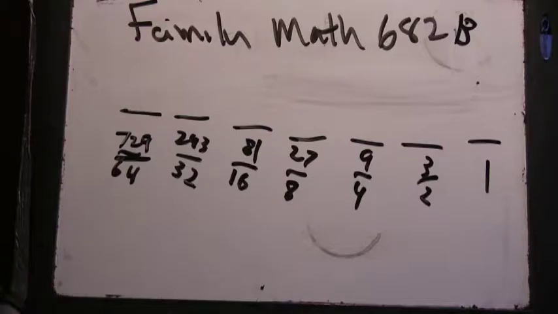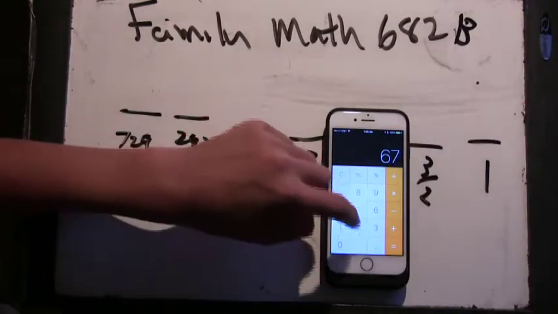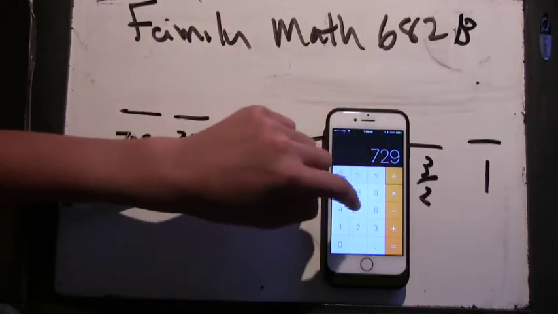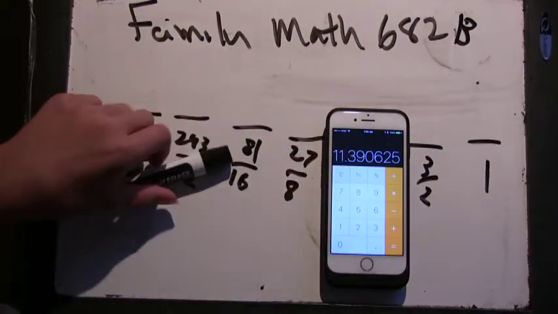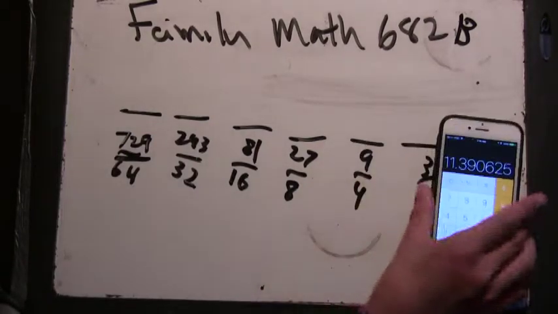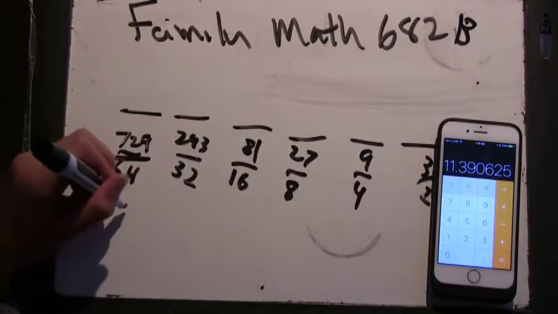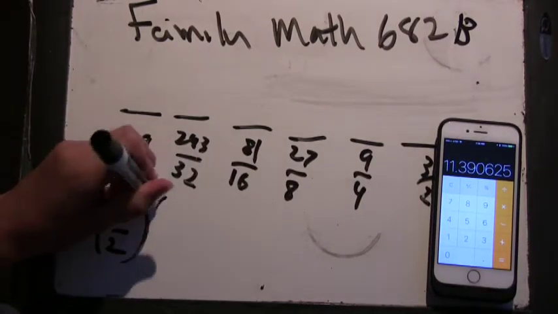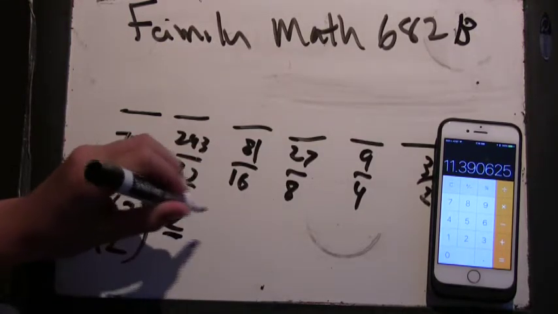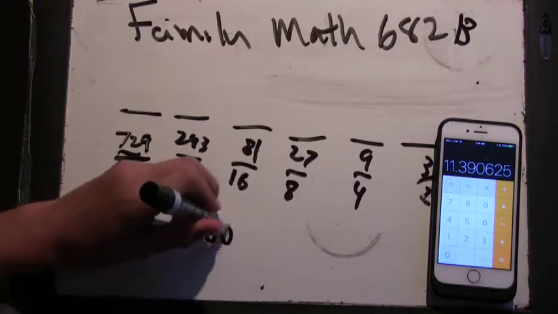So, can I use a calculator just to see what 729 over 64 is? Yeah, sure. That's around 11. So we can go bigger. So how are we going to find the last one? Because that's going to be 3 halves to the x is less than or equal to 100. Okay.